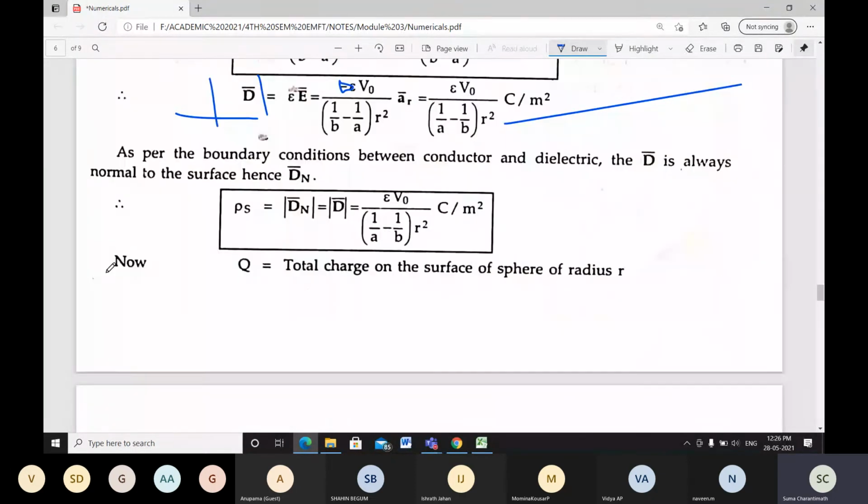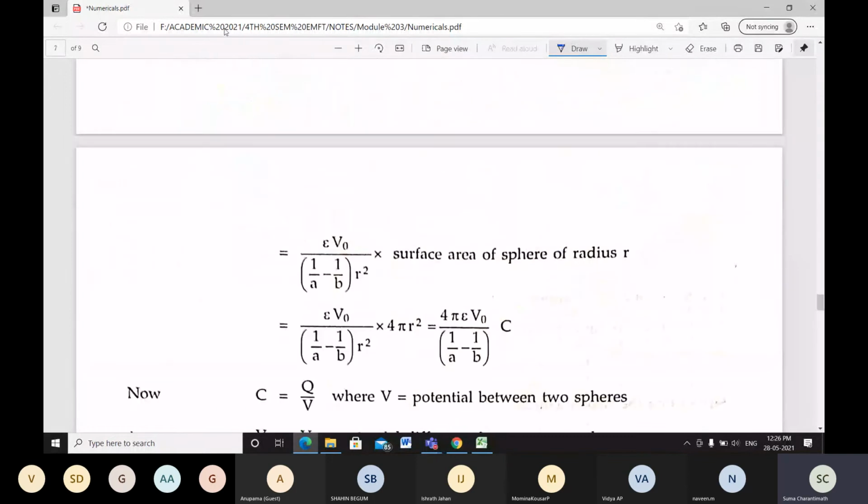Then the total charge is going to be Q, the total charge on the surface of the sphere of radius R. Then Q is going to be epsilon V naught divided by 1 by A minus 1 by B into R square, into the surface area of the sphere of radius R. What is the area of the surface? 4 pi R square. Based on that, R square cancels, giving 4 pi epsilon V naught divided by 1 by A minus 1 by B in terms of coulombs.